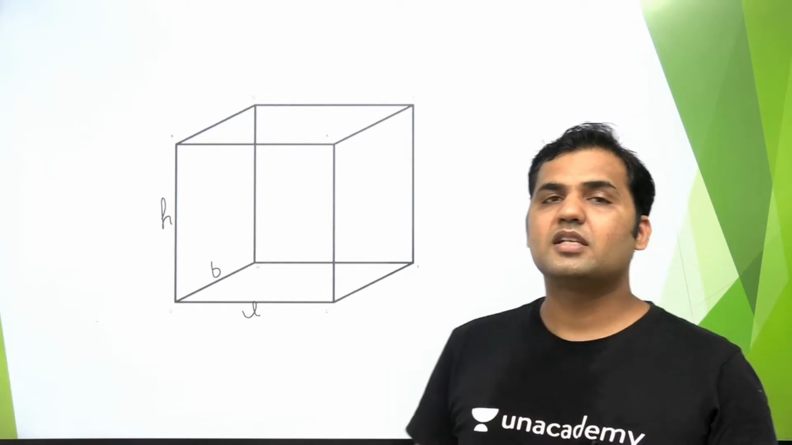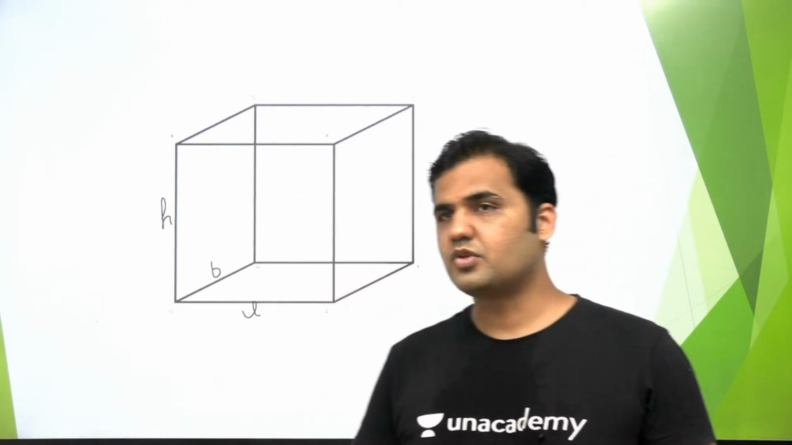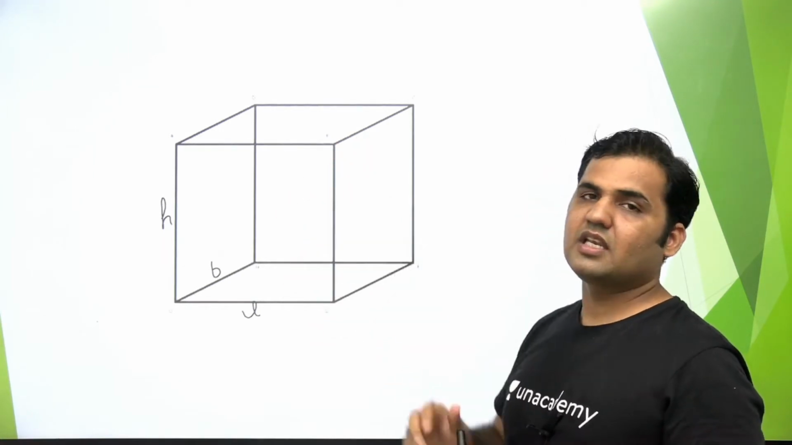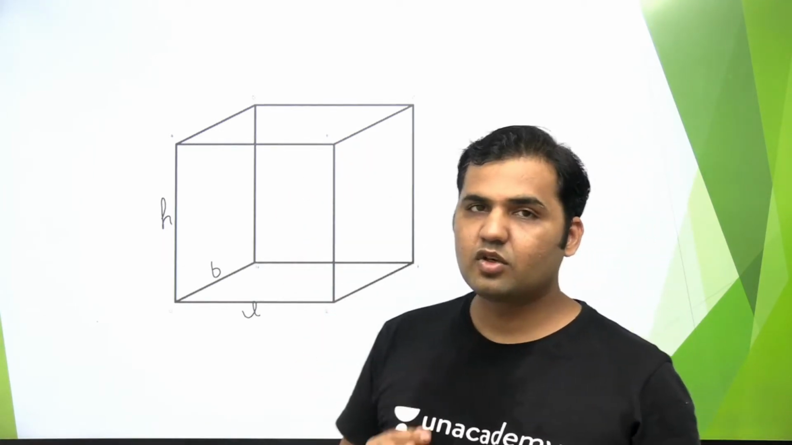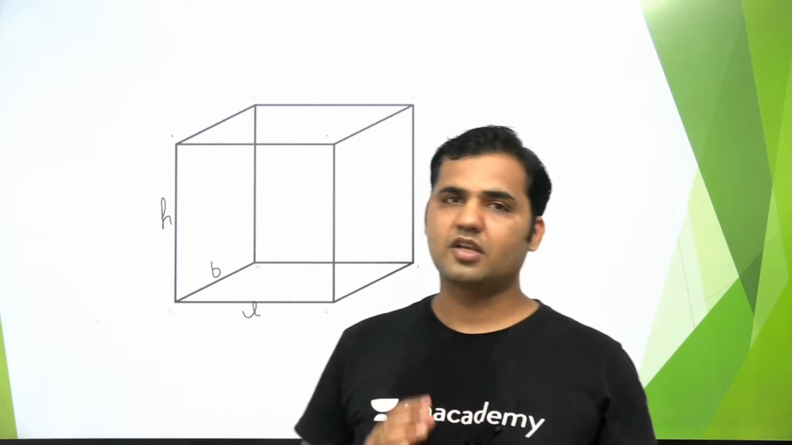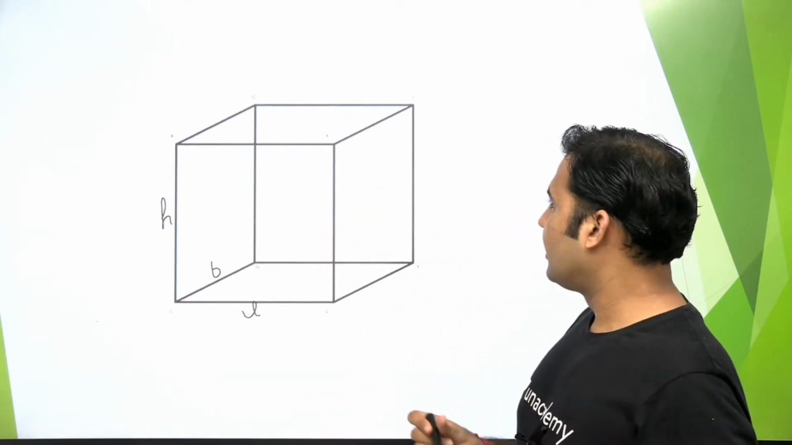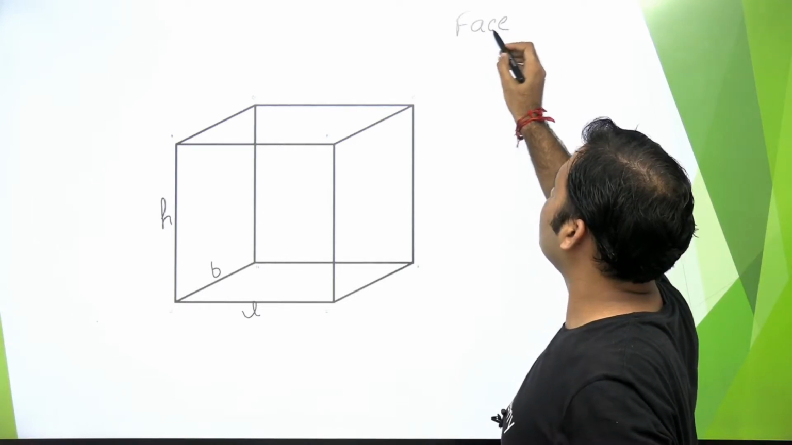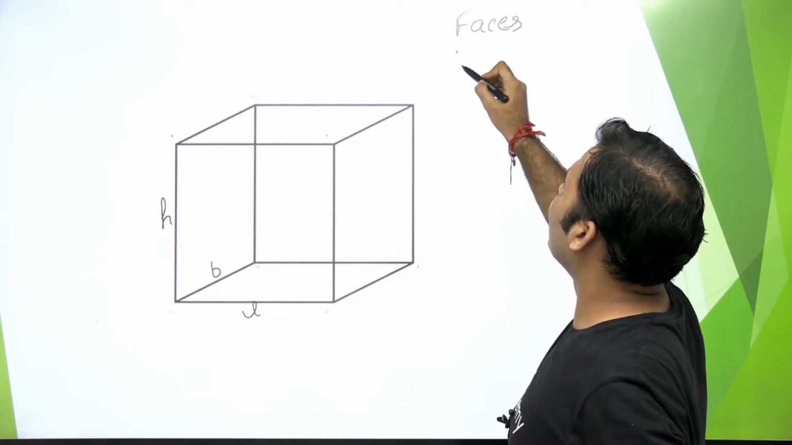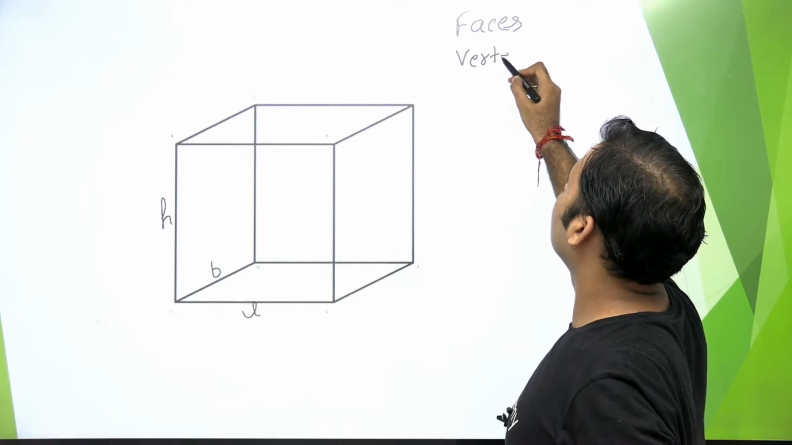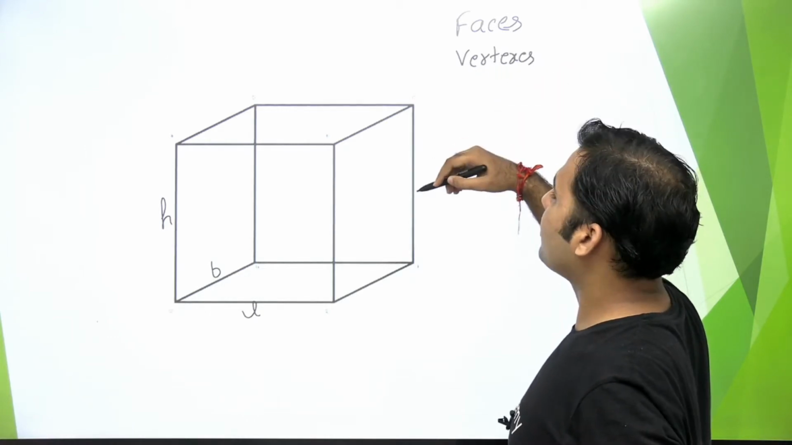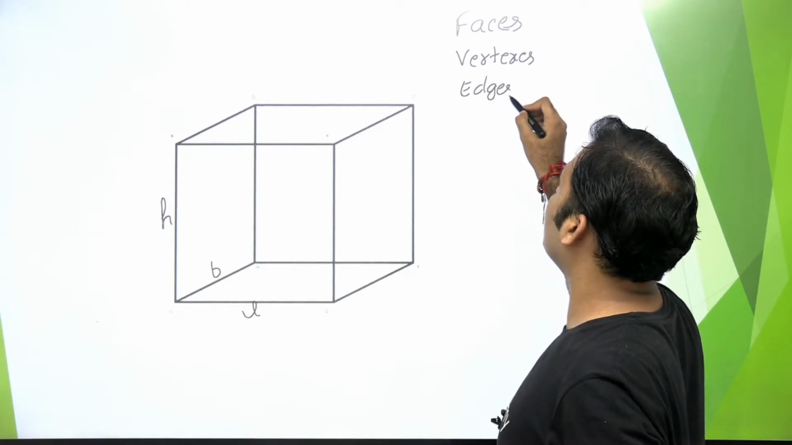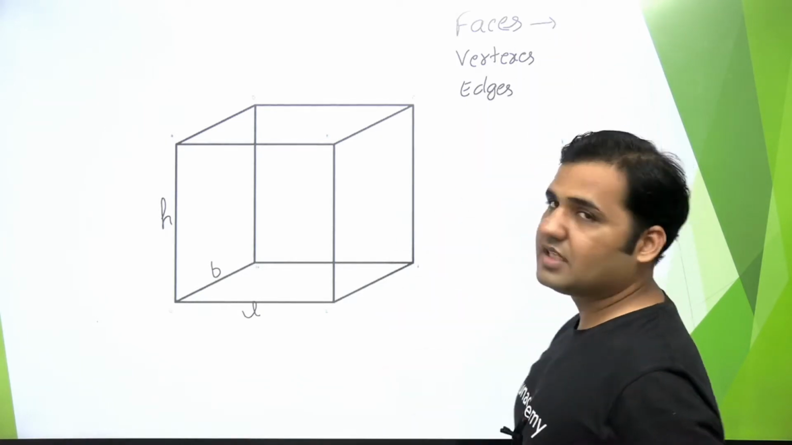The important point in the cube that you're supposed to know is what are the number of faces in a cube, what are the number of vertex in a cube, and what are the number of edges in a cube. Guys, so 3 things that we are going to talk about in the cube to solve this type of question is number of faces, number of vertexes, and number of edges. These are the important points that you are supposed to know. Let's talk about the number of faces first.